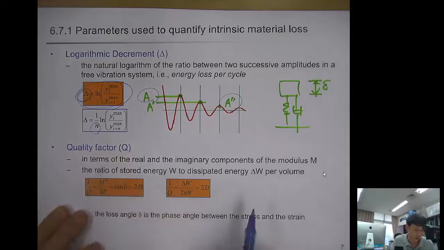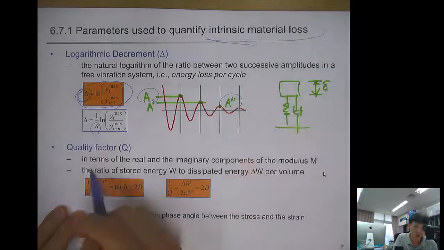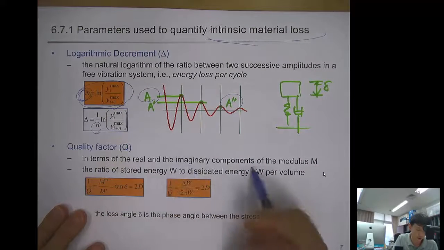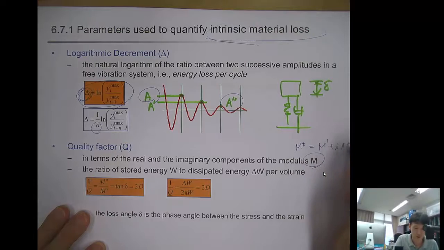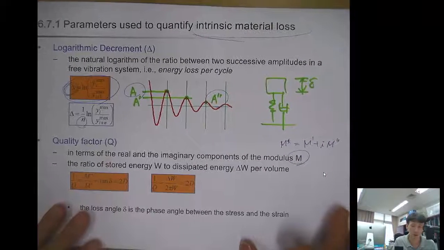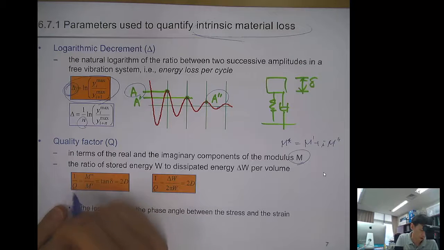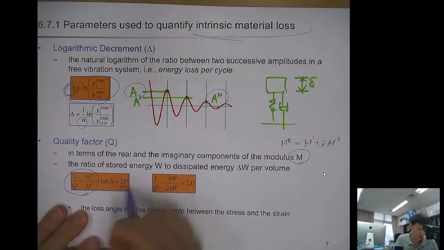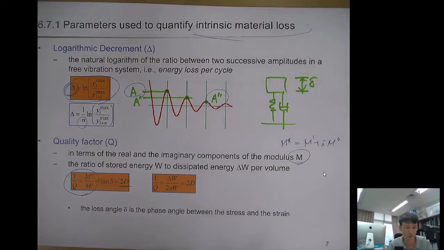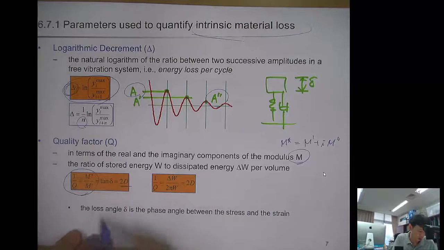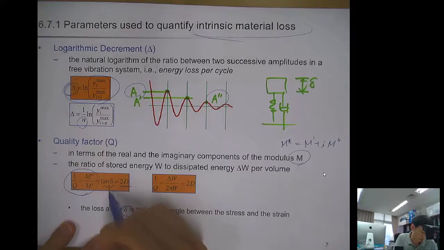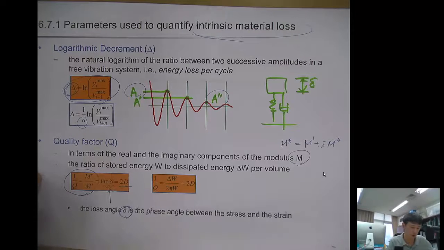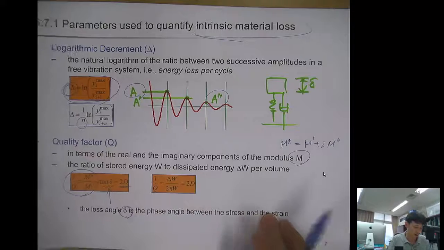Quality factor is also another term to describe the intrinsic material loss in terms of the real and the imaginary components of the modulus M. We said before M is a complex number, defined like this with M prime and M double prime, and M double prime over M prime is defined as the quality factor, which is 2 times the damping coefficient. The loss angle delta is the phase angle between the stress and the strain. This is also a term to describe the attenuation, and the delta here is called the loss angle.